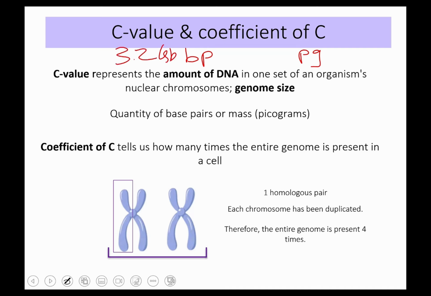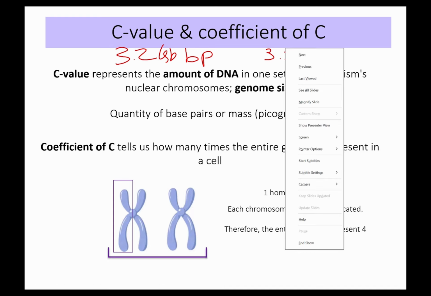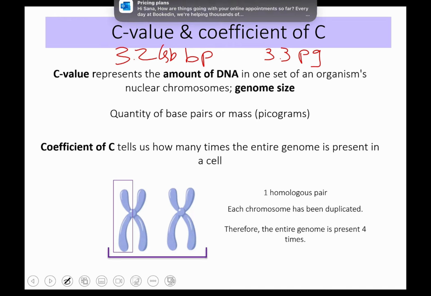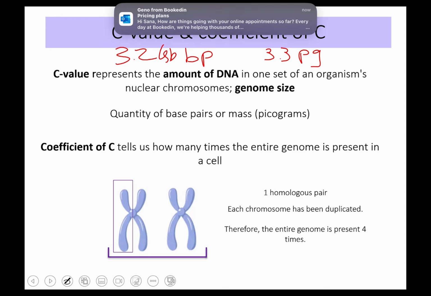3.2 giga base pairs. Giga is billion. K is kilo, M is mega, million. And that's roughly 3.3 picograms, okay? 3.3 picograms. So if you took one set and you weighed it, it would weigh 3.3. So that's your genome size, guys.